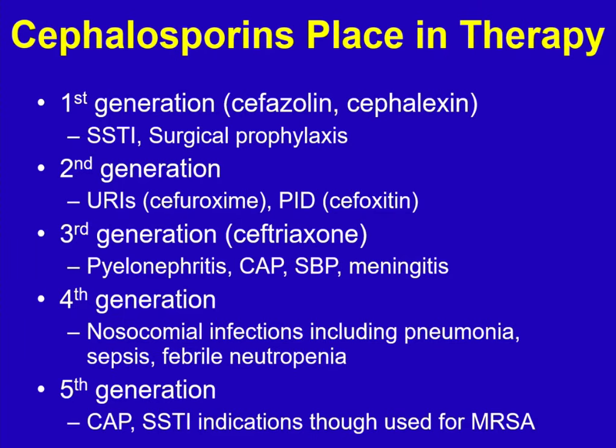Our third generation is our workhorse generation for the hospitalists, I call it. It's great for urine, for CAP, meningitis, and whatnot. And then cefepime, our fourth generation agent, is our workhorse for sepsis and nosocomial pneumonia, for example. And we've already talked about ceftaroline, our fifth generation agent.